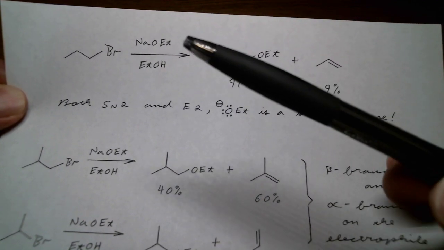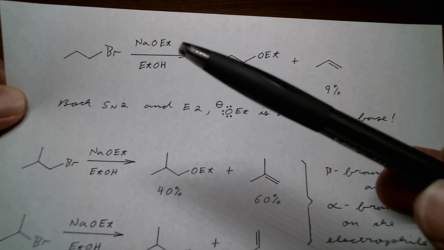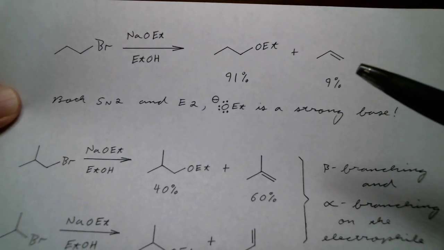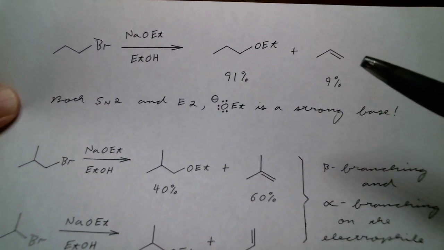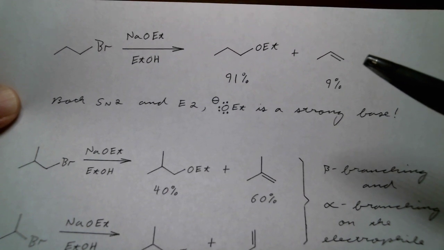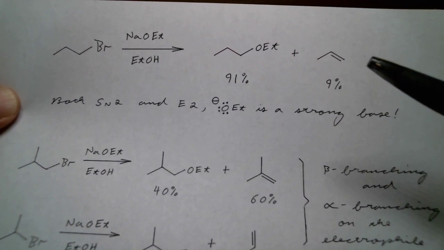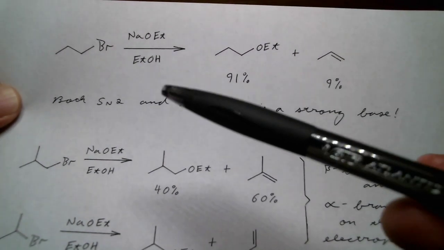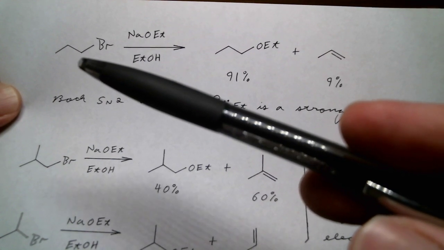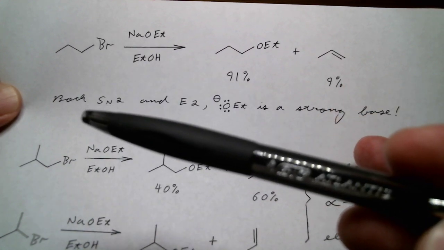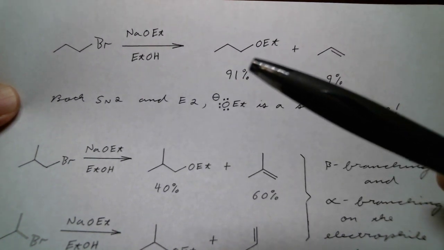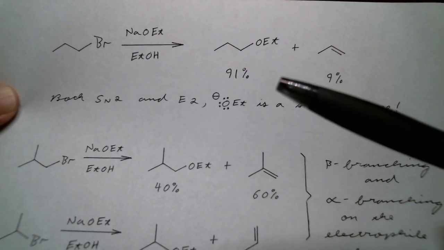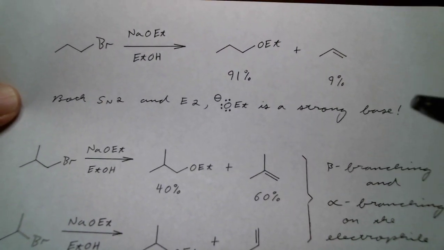However, we do need to recognize that ethoxide is a pretty strong base. It is a good charged nucleophile, but it's a strong base, and we indeed see 9% of an E2 mechanism byproduct, so this propene. Now, what happens as we either branch at our alpha carbon or our beta carbon? Well, that slows the SN2 reaction rate down. If that makes the activation energy for forming our SN2 product higher, we're going to start favoring E2.